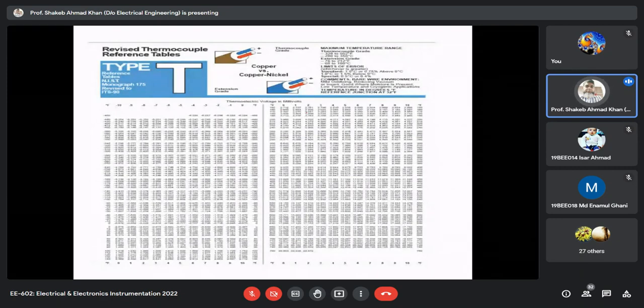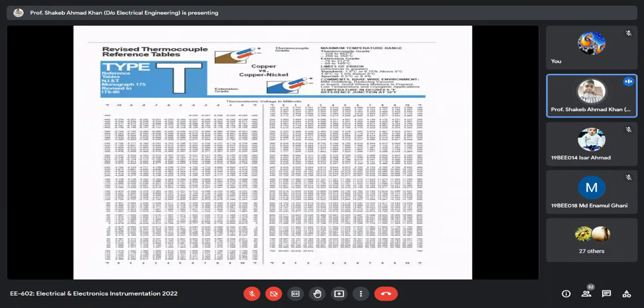But here we are concentrating on this. So in this case, you see that if your measurement junction is at 150 and your cold junction, the reference junction, is at 0 degrees Celsius, then the output voltage will be 2.712 millivolts. You see, it is given in millivolts. And if it is maintained at 151 degrees Fahrenheit, then this type T thermocouple will give this voltage, and so on.